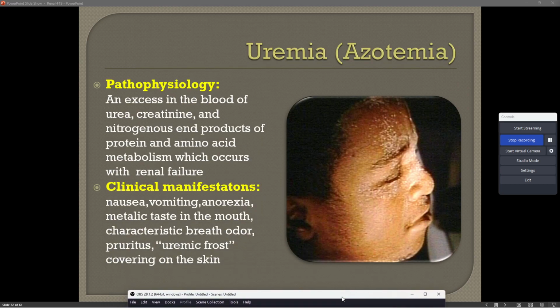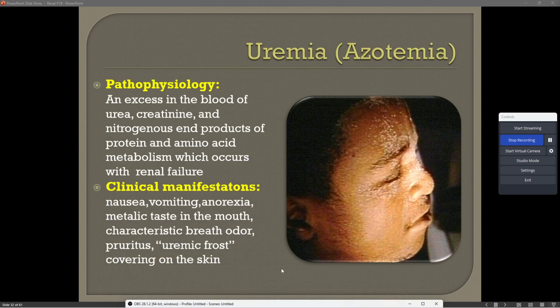So anyhow, let's move on and we'll talk about uremia, also known as azotemia. So the pathophysiology essentially is that we have had now a chronic kidney injury and we no longer have the ability to excrete the uric acid that is in our body or nitrogenous products. So what we do is we hold on to all of it.